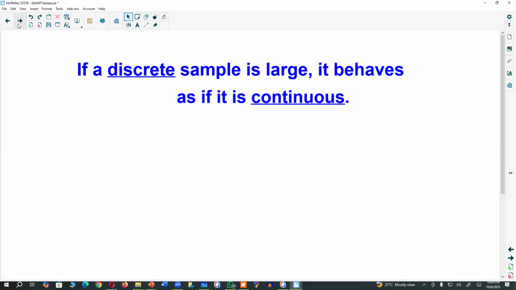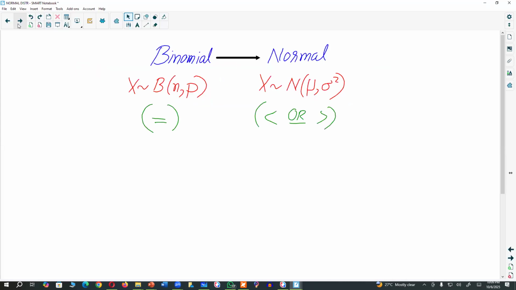So, what is the idea here? That a discrete sample, if it is large, can behave as a continuous sample. So in that case, binomial distribution can be shifted to normal. It means a question is given on binomial, but you can solve it on normal. Remember, the parameters in binomial are n comma p, and the parameters in normal are mu comma sigma square.